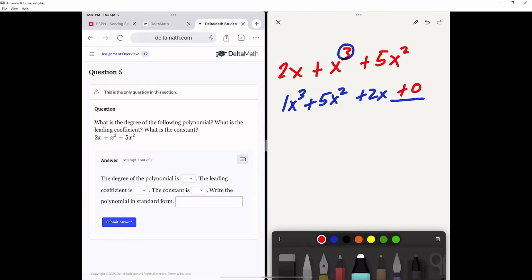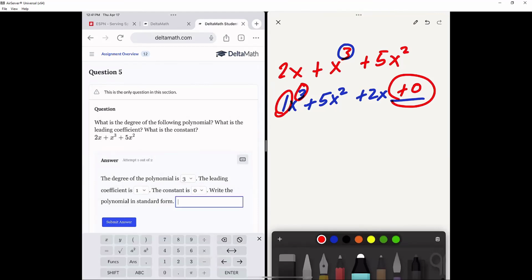All right, so now let's go through and do our thing. The degree is going to be 3, the leading coefficient is going to be 1, and the constant in this case is going to be 0. Okay, so if I go here, the degree is 3, the leading coefficient is 1, and the constant in this case is 0. And this is how we would write it.